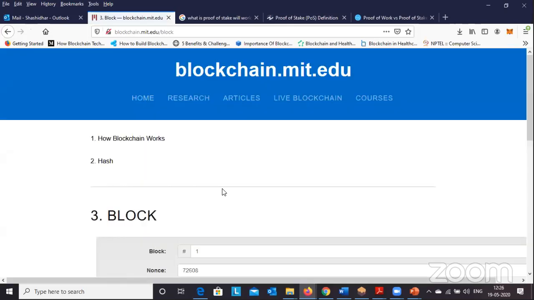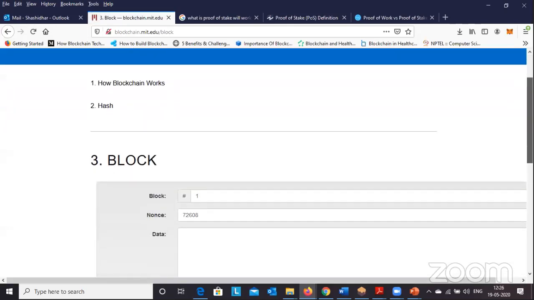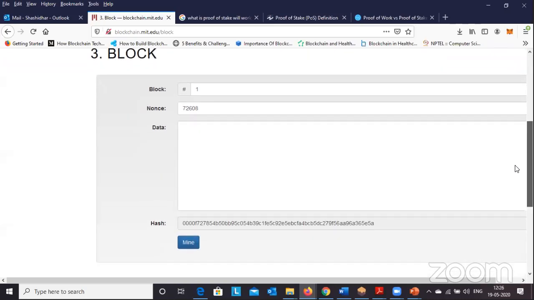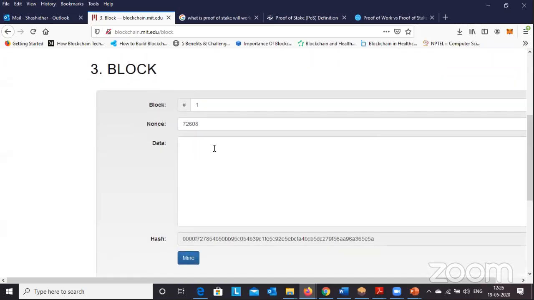You can see my screen. Okay, so here is the simple block. What does a simple block consist of? This is a block in a blockchain. It has a number called the block number. Then we have the nonce, which is a random number that we don't know, a number generated only once. Then we have the data section, where we are going to store the transactions.